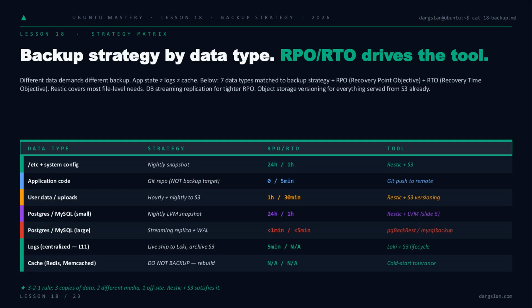With monitoring in place, step back and look at the bigger picture, because Restic isn't the answer to every backup question. Your recovery point and recovery time objectives should drive the tool choice, not the other way around. For a small Postgres, a nightly LVM snapshot through Restic is fine, 24-hour RPO, 1-hour RTO. But a high-volume database needs streaming replication with WAL shipping through pgBackRest, pushing RPO under a minute. Application code lives in Git, not your backup repo. Caches you rebuild. And remember the 3-2-1 rule. 3 copies, 2 media, 1 offsite. Restic plus S3 gives you that for free.